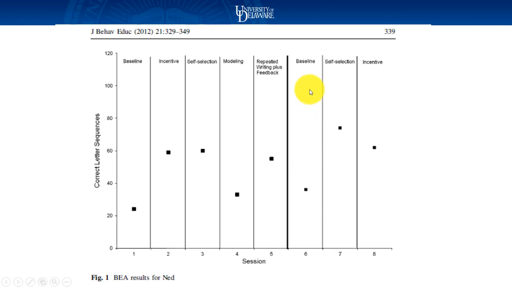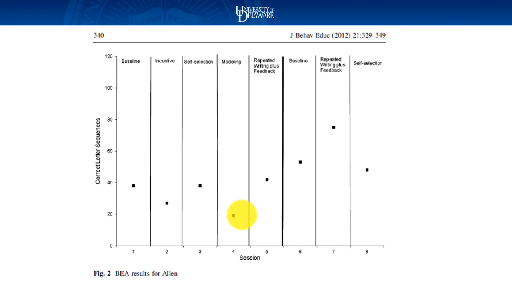Hence, this phase is called the withdrawal, baseline, and reversal. So now we implement self-selection and then incentive to make sure it's not an order effect. And what we see is that self-selection is higher than incentive, both in the individual implementation phase and in the withdrawal reversal phase. So we would select the self-selection intervention as the intervention that will have the most chance of being effective for this student whose name is Ned.